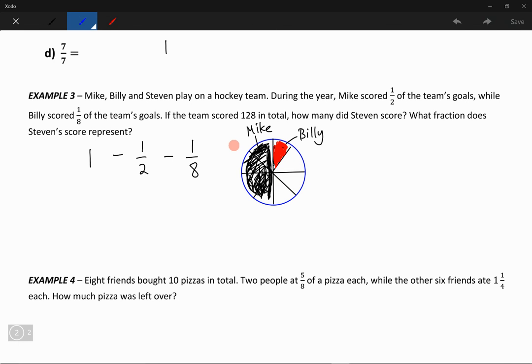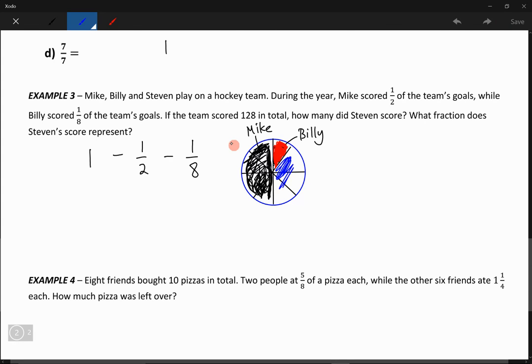Ooh, I lost my color again. So let's try that. So blue, just quickly shade it. All right, let's click on save. And so this is now Stevens. So just from a picture, we can get Stevens' answer right away. It's 3/8.